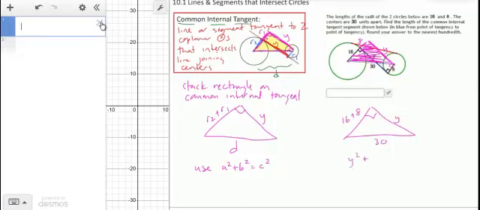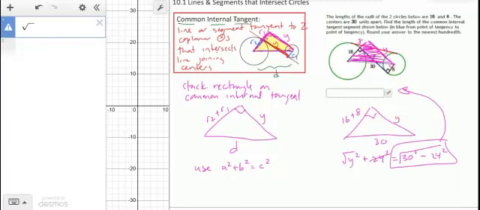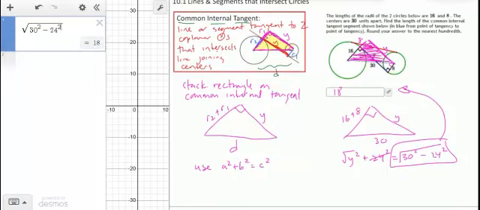I have y squared plus 24 squared equals 30 squared. Subtract 24 squared from both sides and extract the root. I can either enter my answer as that calculation, or if I do the calculation itself, I get my answer to be 18, and that is the length of y. And notice this y is the same as this y. That's the length of that common internal tangent. Okay, so that's calculating the common internal tangent.